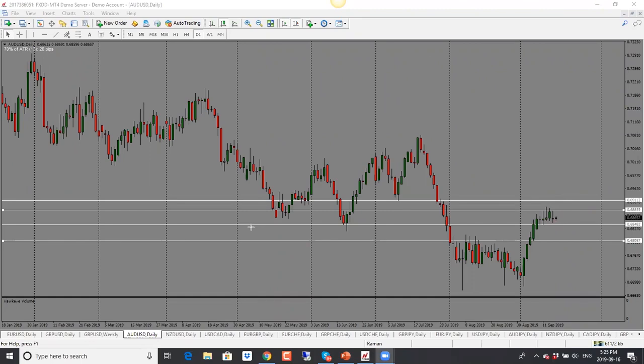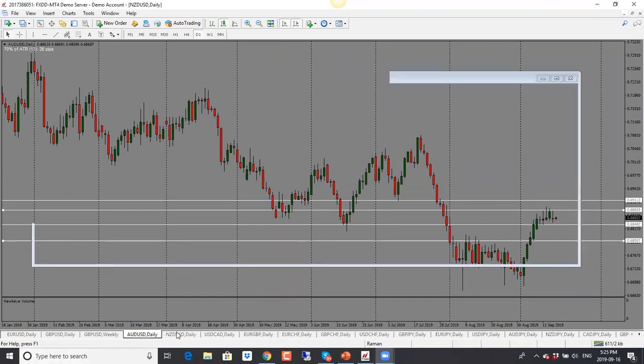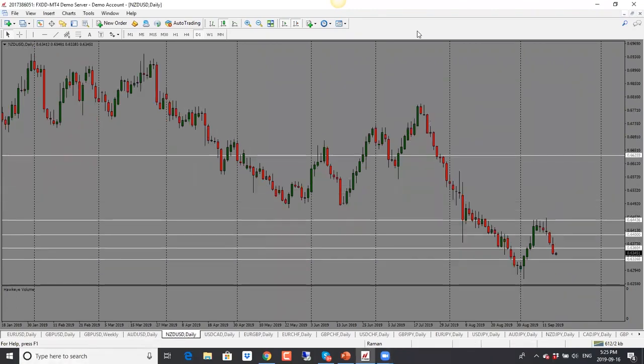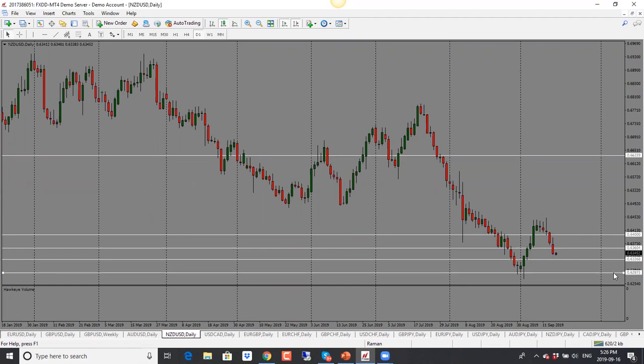New Zealand dollar, on the other hand, here we've had a nice bearish candle close here. So bias is still to the downside here. Next target is 0.6320, and then we are looking at 0.6280. So bias here is bearish.